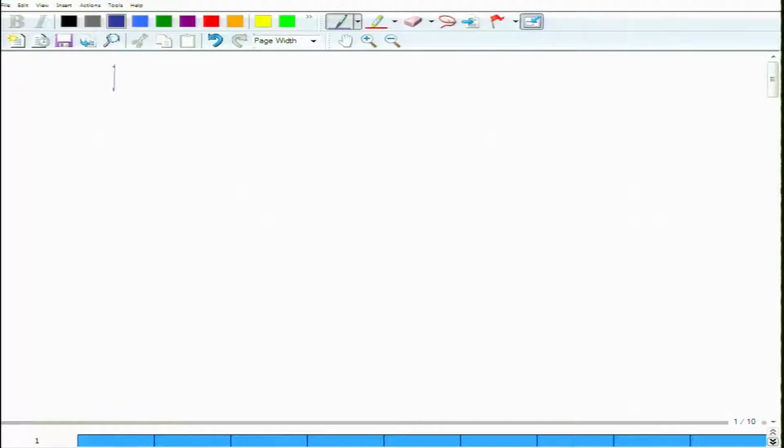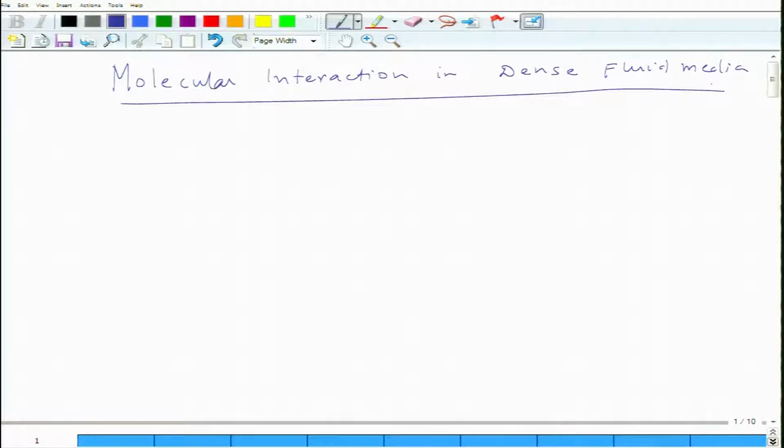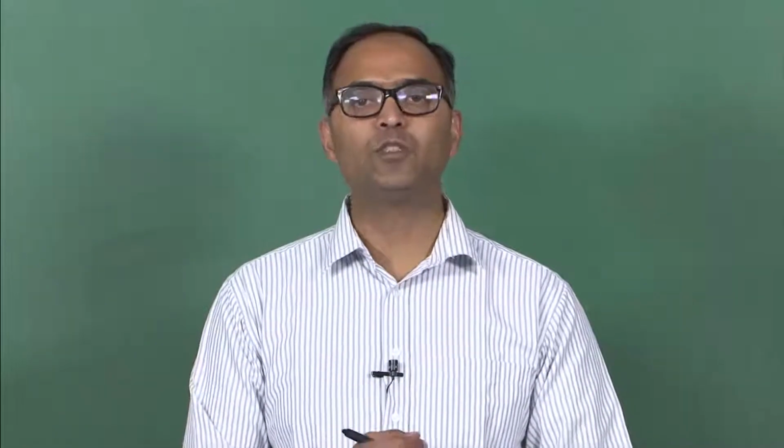Welcome back. In this lecture, we are going to describe molecular interaction in dense fluid media. If you recall, we looked into the different potential models in the last few lectures. However, they were potential models in vacuum. That means essentially when we consider two particles coming from very far, only two particles, what would be the typical potential energy?